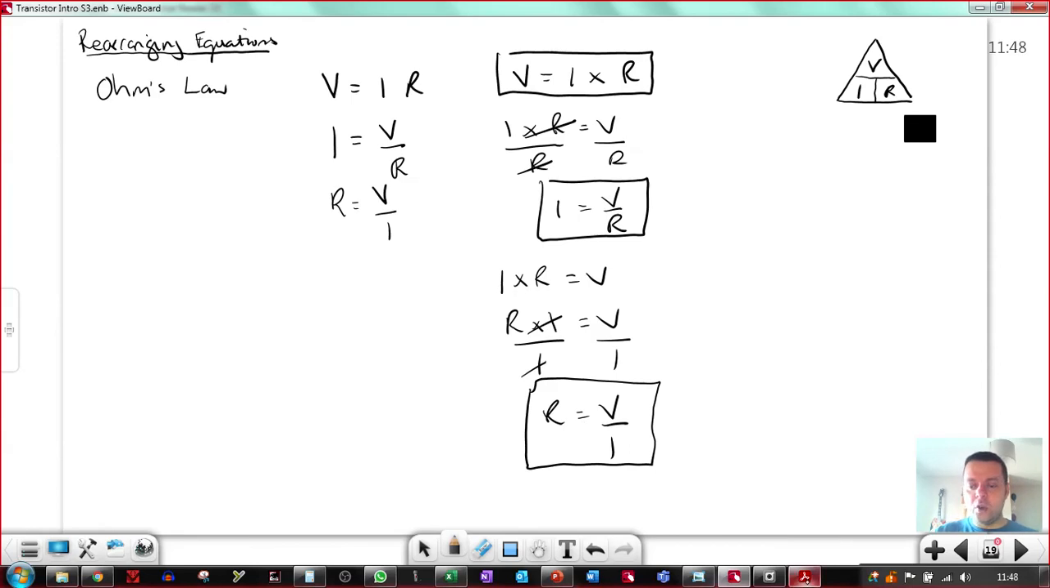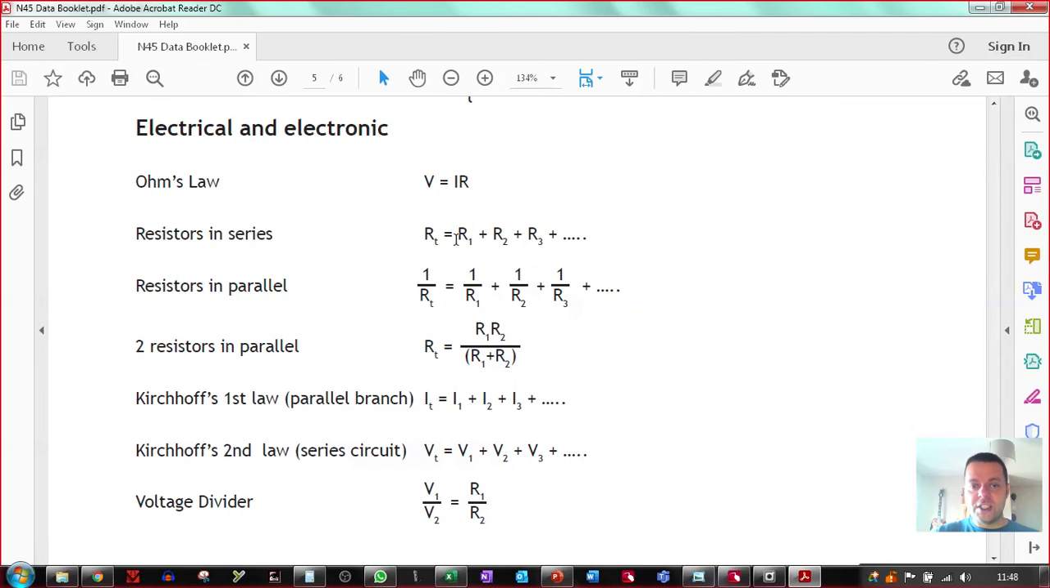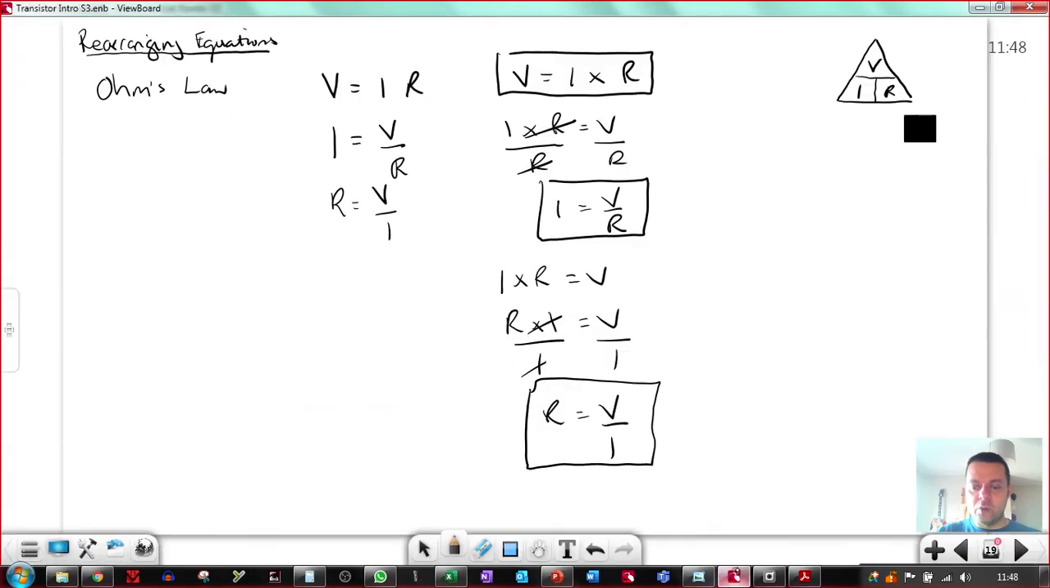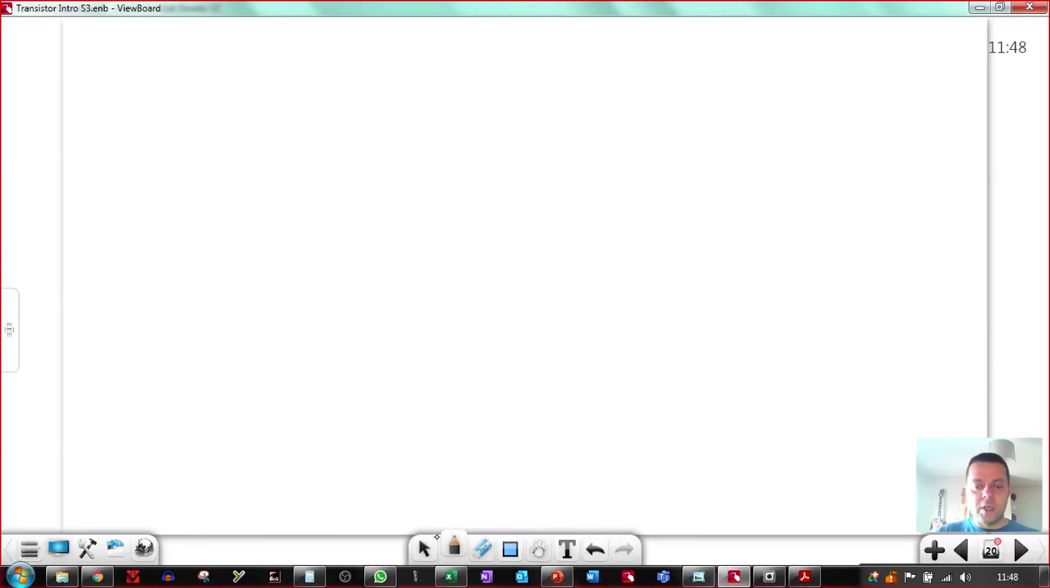What other equations have we got that we might have to rearrange? Resistors in series. This is an interesting rule. With resistance in series, you know what a resistor is, and you know the units of resistance. They are ohms. If that's 10 ohms and that's 12 ohms, because they're in series with each other, any current that goes through the 10 ohm has got to go through the 12 ohm. That means we could essentially replace them with one resistor in what we would call an equivalent circuit.